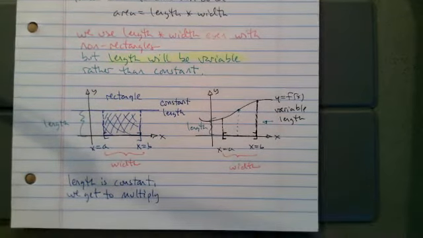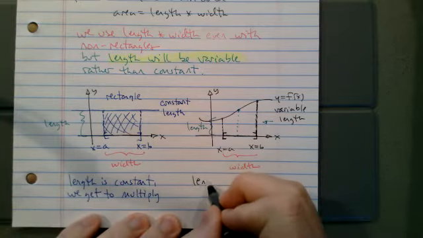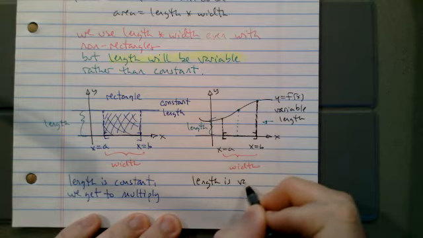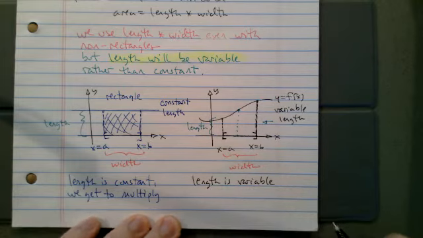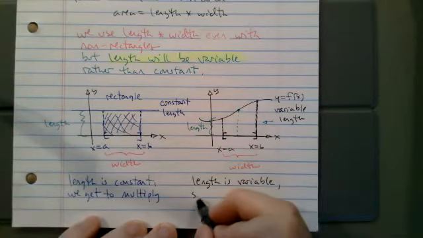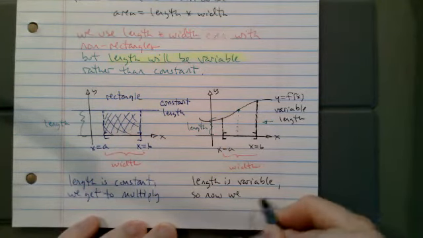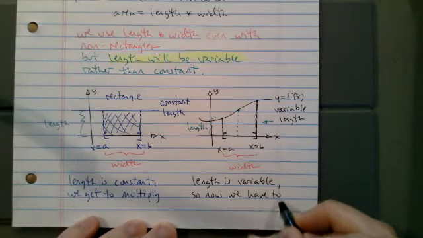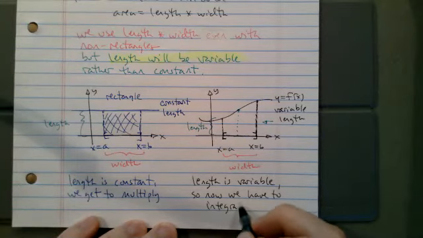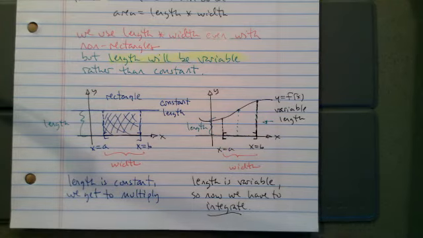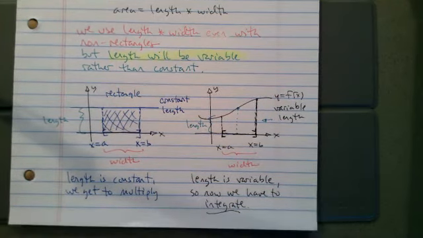When the length is constant, to find the area, we get to multiply. If the length is variable, then we have to do integration. Now we have to integrate. But this is what it's based on. This is where we start.